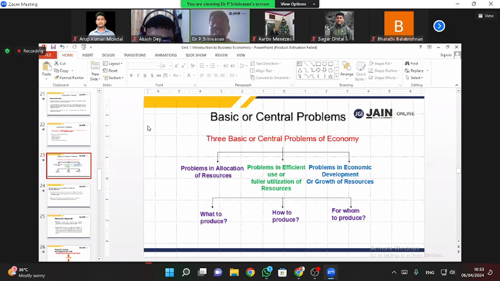Because of scarcity, we have this problem. Scarcity means we are dealing with scarce resources, right? So we have to allocate them. Second, we have to utilize them effectively or efficiently. And third, we have to accumulate them. That is also very important. So this leads to three questions: what to produce, how to produce, for whom to produce. Each and every economy should make a decision on these three.